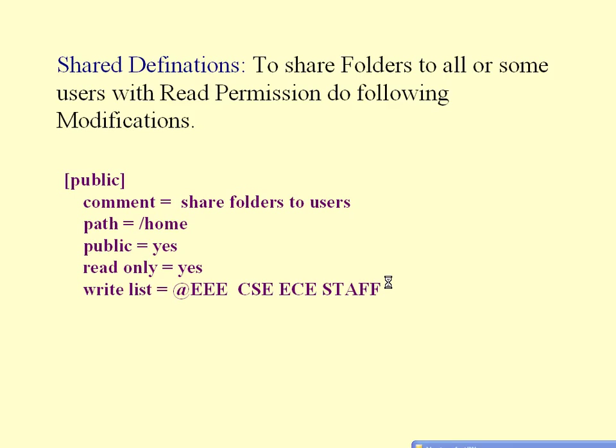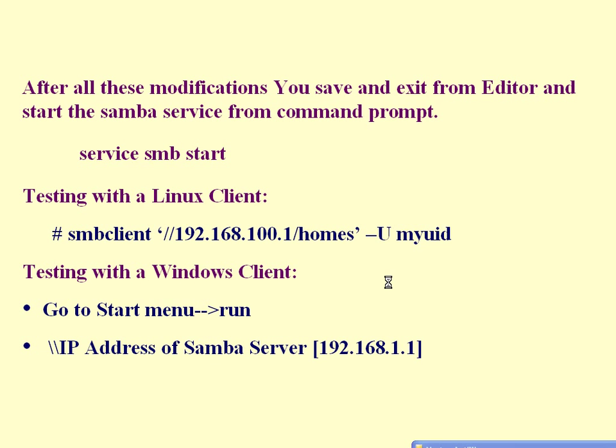Shared definitions. To share folders to all or some users with read permissions, do the following modifications. Comment equal to share folders to users, path equal to /home, public equal to yes, read only equal to yes, write list equal to @EEE, CSE, ECE and staff. These are the permissions given to these groups. After all these modifications, you save and exit from the editor and start the Samba service from the command prompt. That is, service smb start.